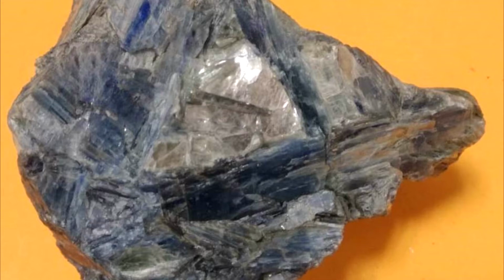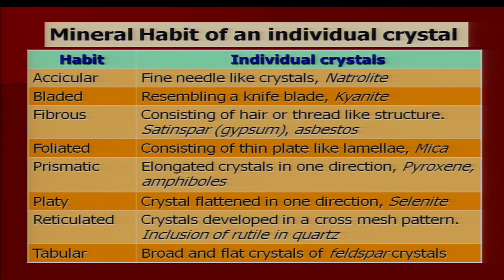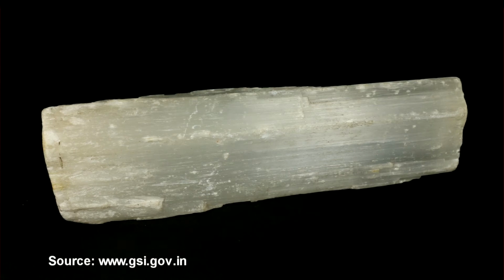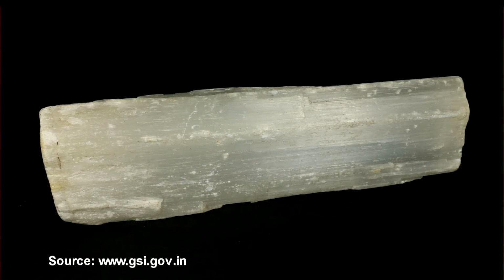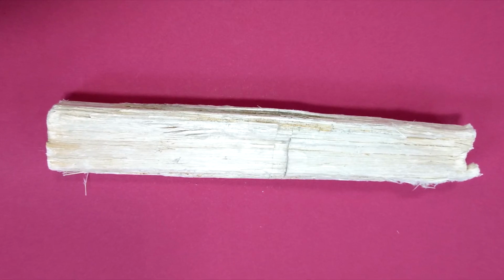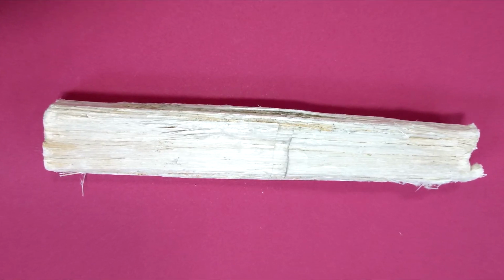The best example of such kind of habit is developed in kyanite. Kyanite is a mineral which shows bladed habit. Fibrous habit: there are fibers which are developed in the minerals. The fibrous habit consists of hair or thread-like structure. When a mineral has a hair or thread-like structure, we call it fibrous habit.